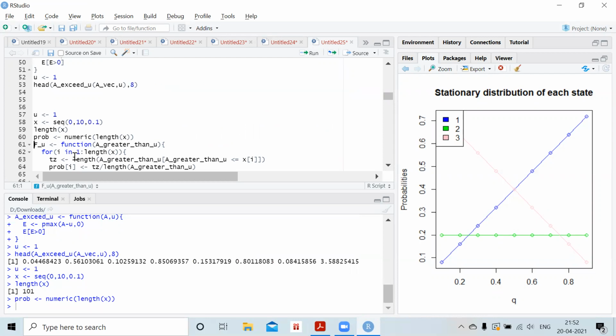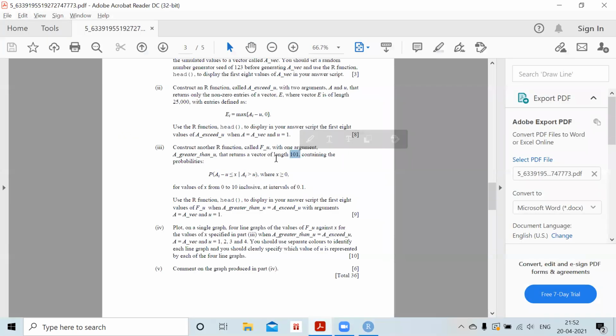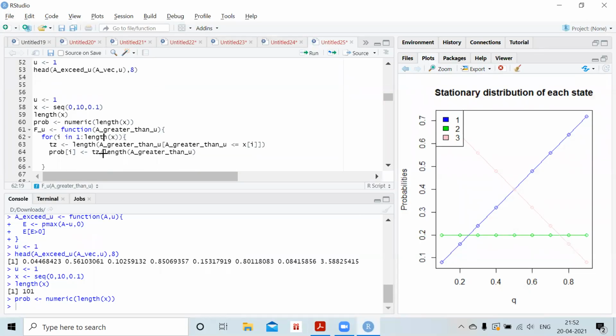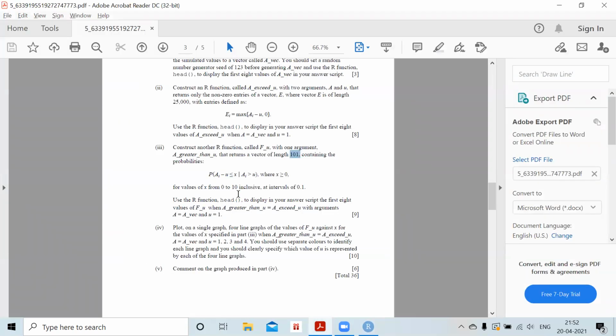Then fu is a function of a greater than u, as said in the question, that the argument will be a greater than u. And then we had to run certain things. It says that for 0 to 10 inclusive, you need to calculate this probability at intervals of 0.1. So firstly, let's understand what this probability says. It says that A_i minus u, the exceedances, should be less than or equal to x, given that A_i is greater than u.